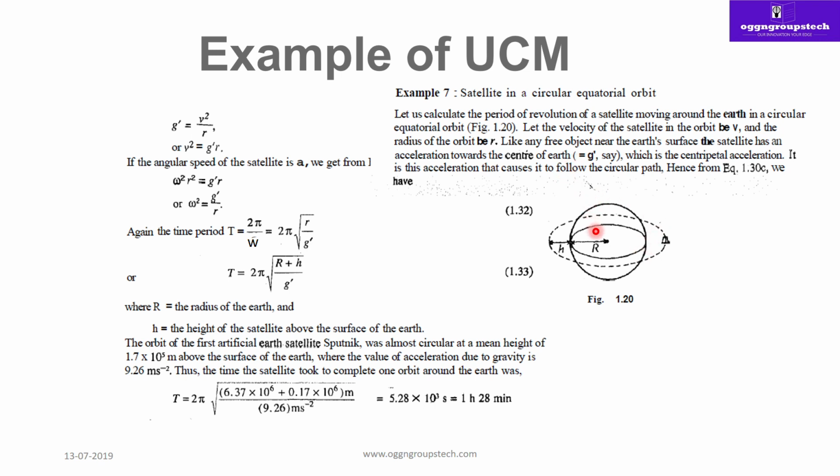The acceleration due to gravity is denoted by g dash. In the previous proof we just proved that a is equal to v square upon r. So here, g dash, or the acceleration due to gravity for the earth, comes out to be g dash is equal to v square upon r. So you can write it as v square is equal to g dash r. Okay. Now, the angular speed of the satellite.